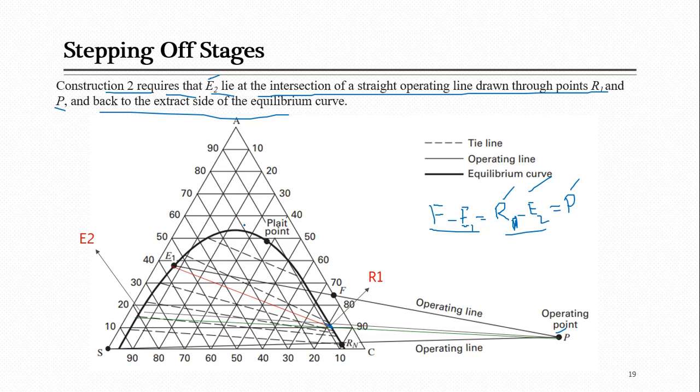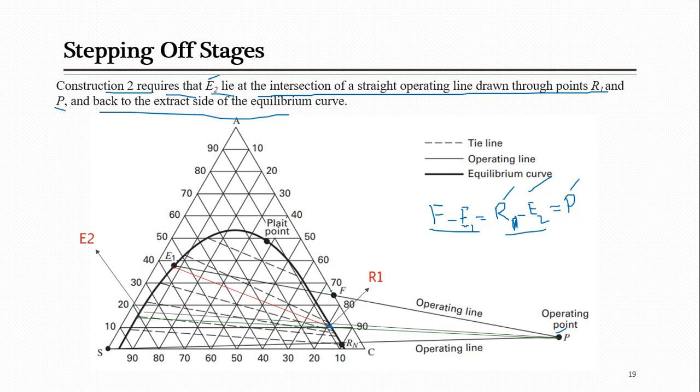So one thing, just remember, when we started this stepping of stages, he said that you have to use alternatively construction 2 and construction 3. Actually, construction 2 he was calling operating lines. You have to use operating line and tie lines alternatively to locate your number of stages. As we started initially, one line was drawn already from E1, F and P, so we just drew a tie line connecting E1 and R1.